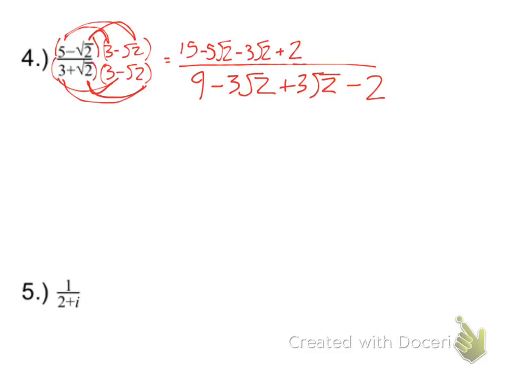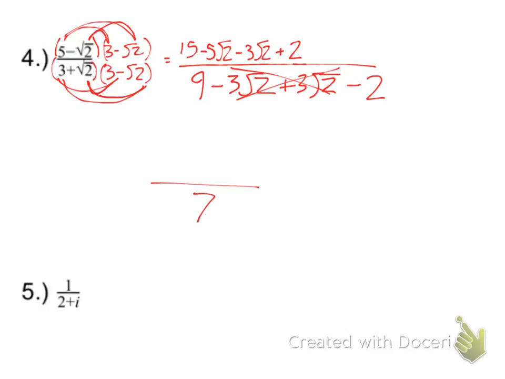No, they don't cancel. They're like terms, though. I did that on purpose, guys. I was hoping some people would say that. So, the denominators, they cancel the square roots out. There are no more square roots. That's what we're aiming for. And what's 9 minus 2?